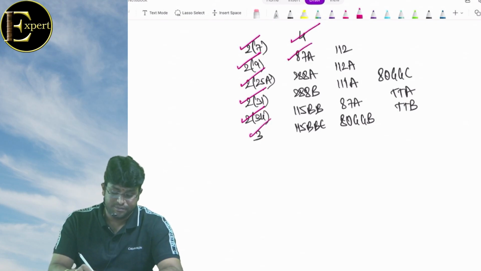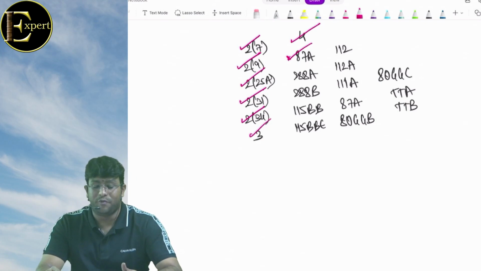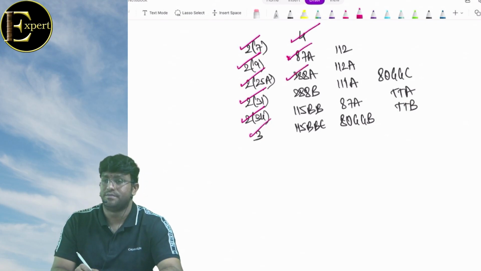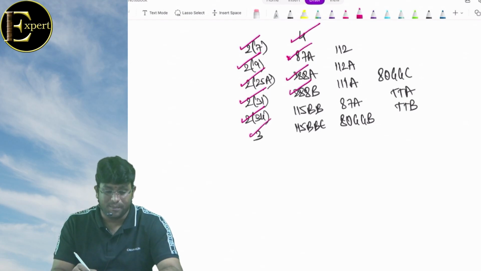Section 87A. Allowed to whom? Only for a resident individual whose total income does not exceed 5 lakh. How much rebate? Tax payable or 12,500, whichever is lower. Good. Section 288A: rounding off of total income. Section 288B: rounding off of tax payable.